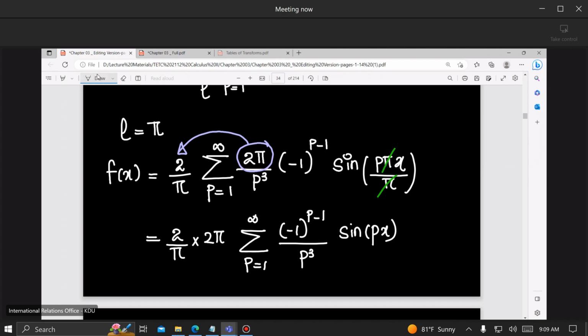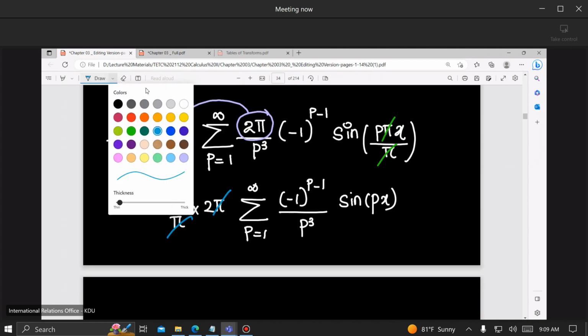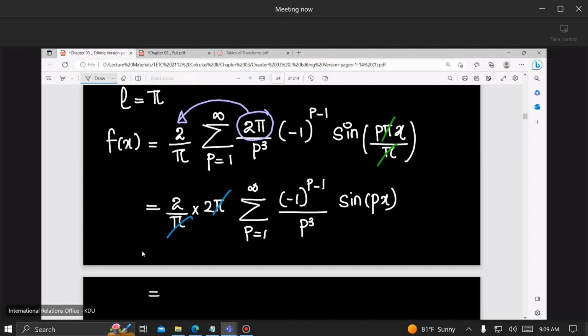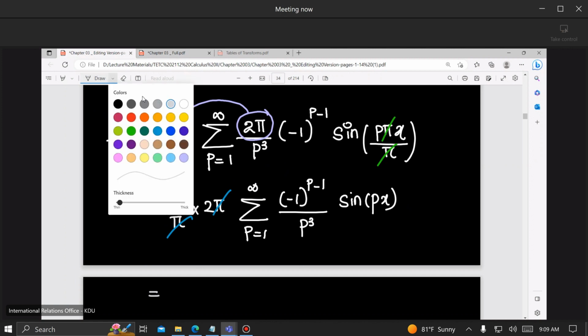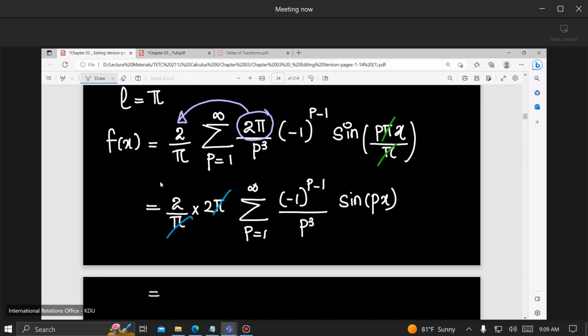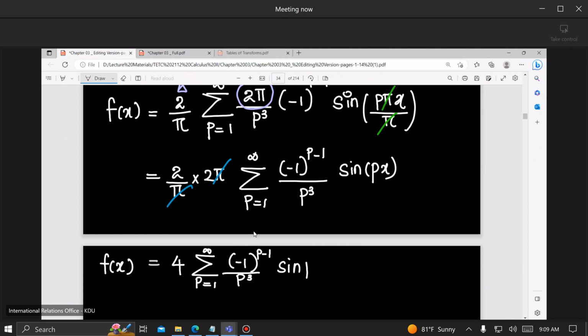So then this 5 and this 5 cancel out. So we can obtain the answer as 2 times 2 is 4. f of x is equal to 4 times the summation p equals 1 to infinity, minus 1 to the power p minus 1 over p to the power 3, sine of p pi x. This is the answer.